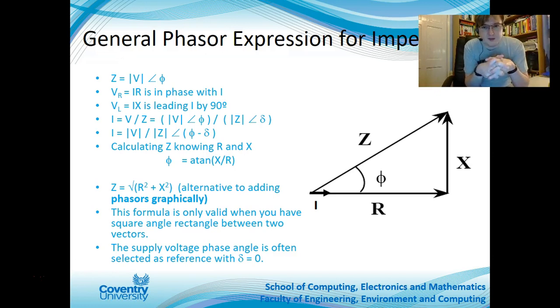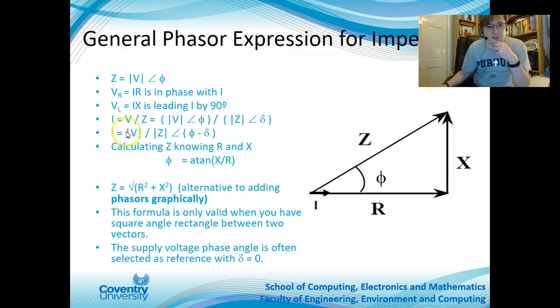Essentially, you've got V_R, the voltage across the resistance, which is equal to IR, in phase with the current. You've got V_L, the voltage across the inductor, which is IX, leading by 90 degrees. X is this reactance term, as I've said. X is a term for reactance, and impedance is when we actually have the direction included in it.